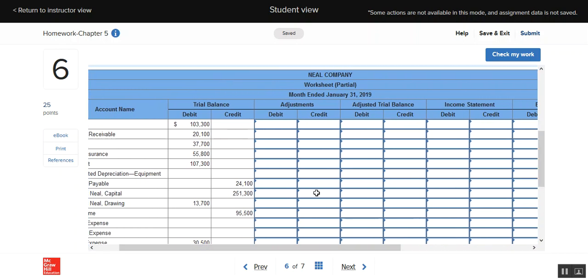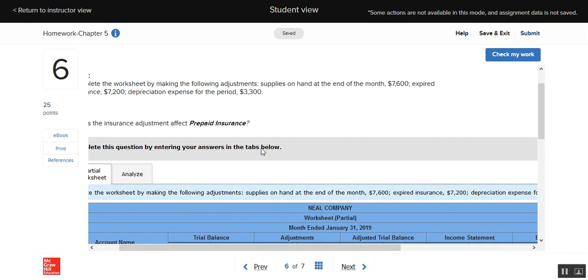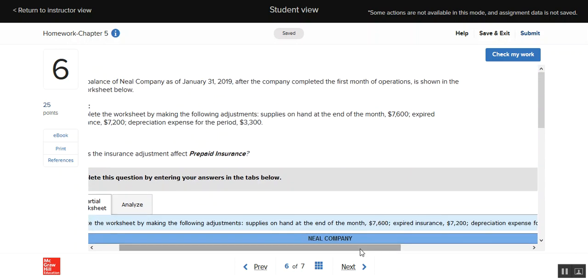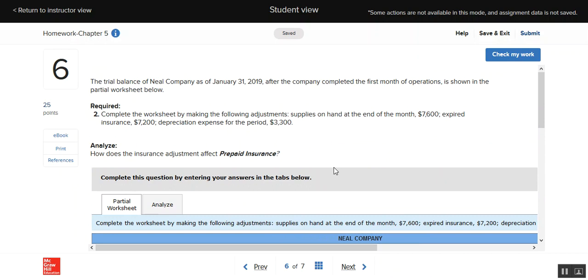So you're going to go down and across, down and across. Now that you kind of see how that works, we're going to work on the next set of columns, which is the adjustments columns. There's a debit column and a credit column, and these go together. In the adjustments columns, we're going to do the adjustments. There were, I think, 3 of them, I read right here in the required part. It says make the following adjustments.